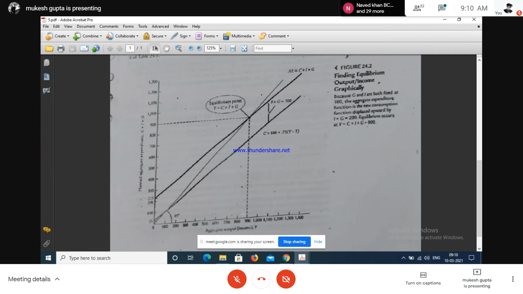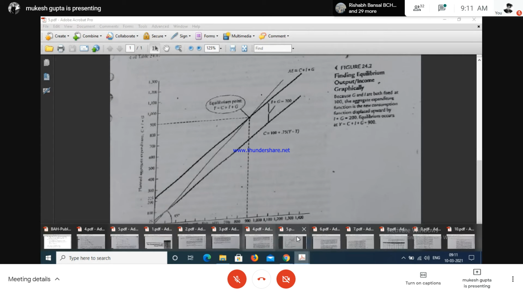So that becomes 900, which we have just calculated. You can draw the diagram with the consumption line, the aggregate expenditure line, and the equilibrium is here, when Y becomes equal to aggregate expenditure, which is at 900. Aggregate income Y is 900 here.